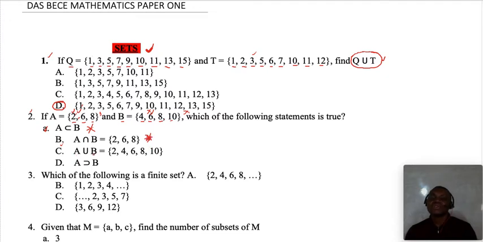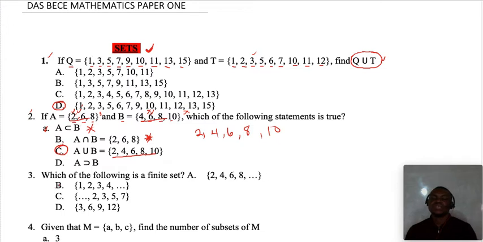A union B. Union means you are writing all members in the sets. So we have 2, 4, 6, 8, 10. So it's true. So the answer is C. This is a true statement: A union B is 2, 4, 6, 8, and 10.